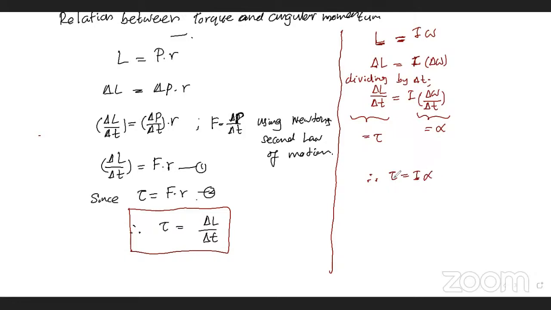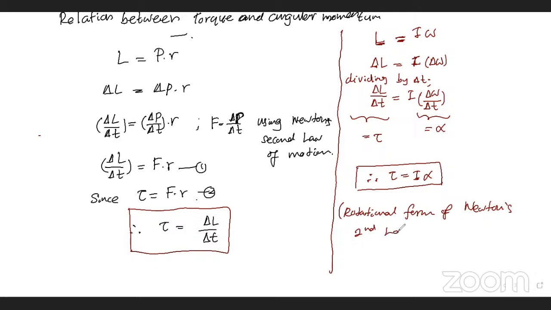This is similar to F equals ma. So we call this equation the rotational form of Newton's second law of motion. I say that because tau relates to force, moment of inertia relates to mass, and angular acceleration relates to acceleration. So tau equals I alpha is similar to F equals ma.